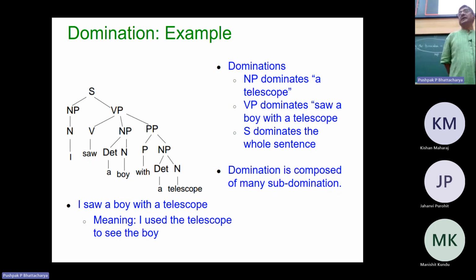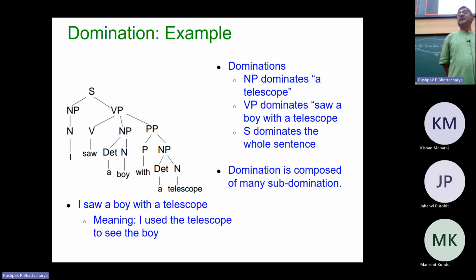Then I say that one NP dominates I. A VP dominates saw a boy with a telescope. A V dominates saw. NP dominates a boy. PP dominates with a telescope. And NP dominates a telescope. DET dominates a. N dominates telescope. Now, if this is sounding trivial or obvious, notice that this sentence is ambiguous. It has two different structures.